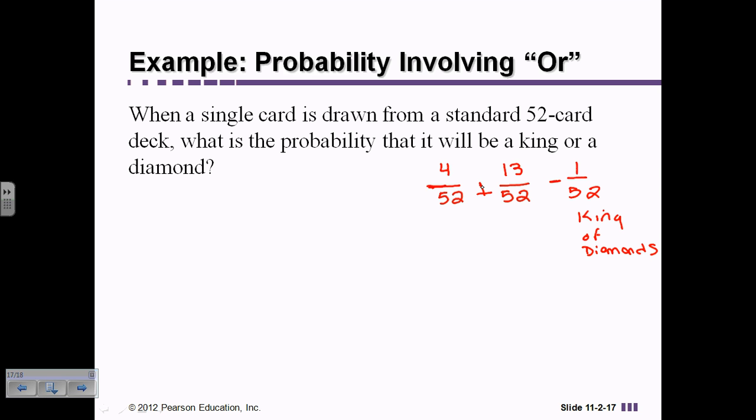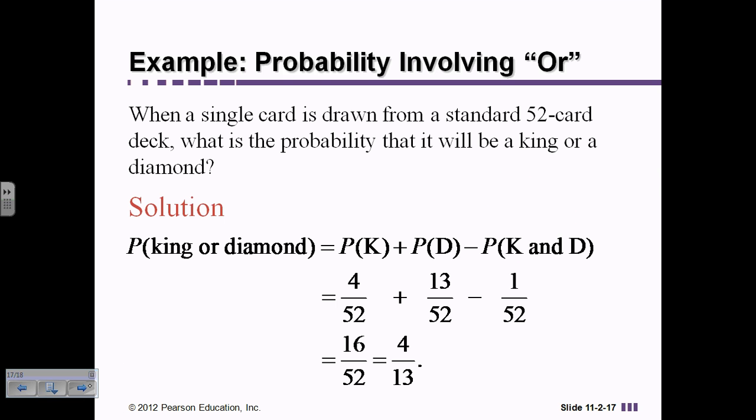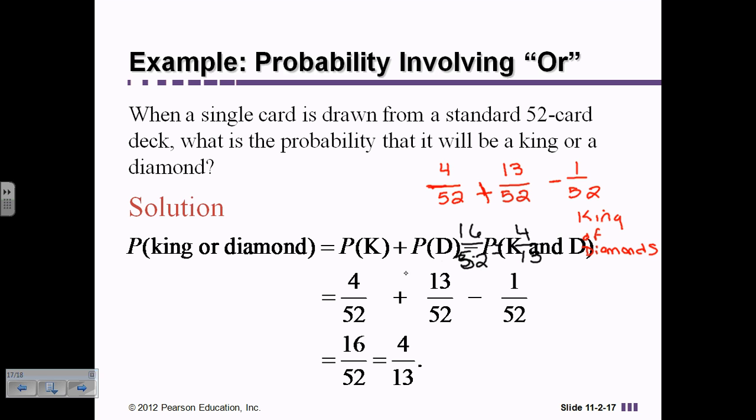So our formula to find the probability would be the probability that it is a king plus the probability that it is a diamond minus that overlap of the king of diamonds. And so what we end up with is that the probability that this happens is 16 over 52, which reduces down to 4 over 13. So again, the probability of the king plus the probability of the diamond minus the probability of the king and the diamond overlap.